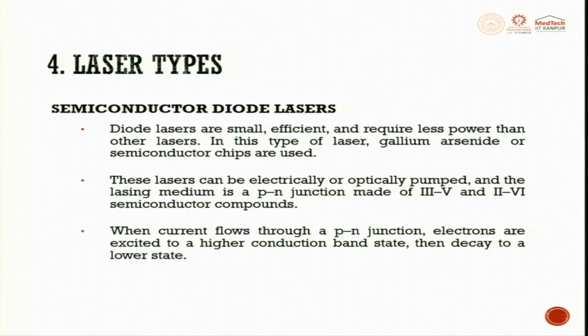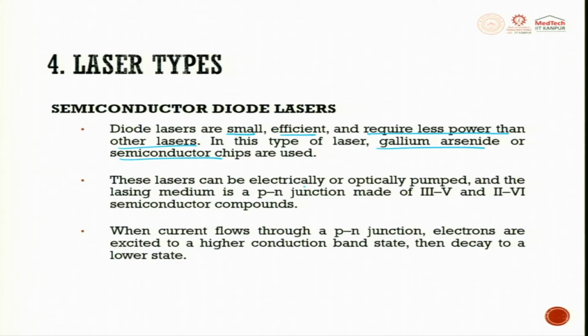Diode lasers are small, efficient, and require less power than other lasers. In this type of laser, gallium arsenide or a semiconductor chip is used. This is very important because they are small, energy efficient, and require less power than other lasers. So, it is very efficient, because when we talk about sustainability, we always look for low power lasers. I am talking about low power input; what gets out of the machine will be high power.